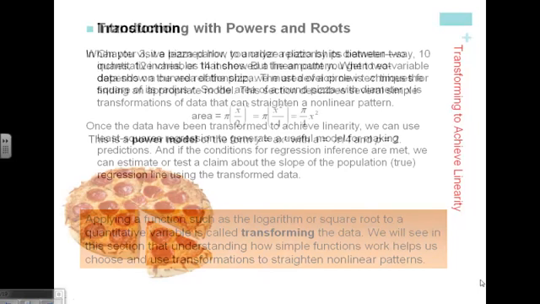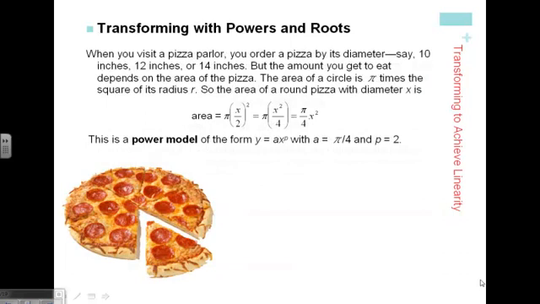Let's do an example. Let's talk about pizza. So you order a pizza, and they're usually measured in terms of diameter, 10 inches, 12 inches, 14 inches. Well, let's take this example. I've got a 7-inch pizza. I've got a 14-inch pizza. Is the 14-inch pizza really twice as big as the 7-inch pizza? The diameter is twice as big, but is the pizza twice as big?